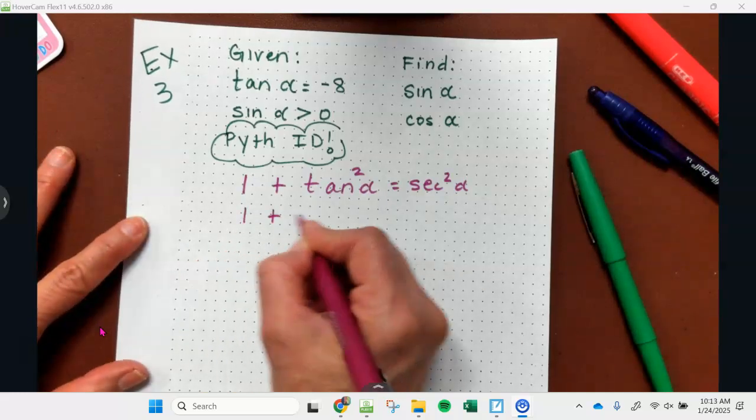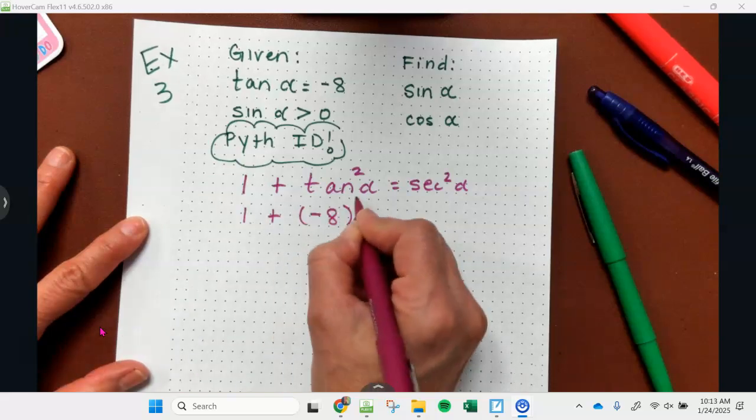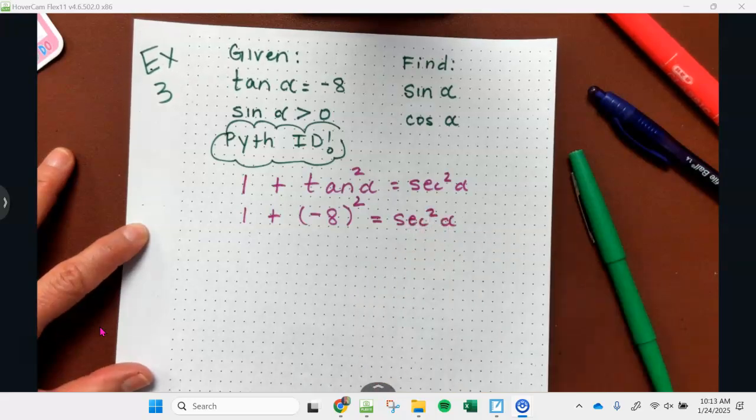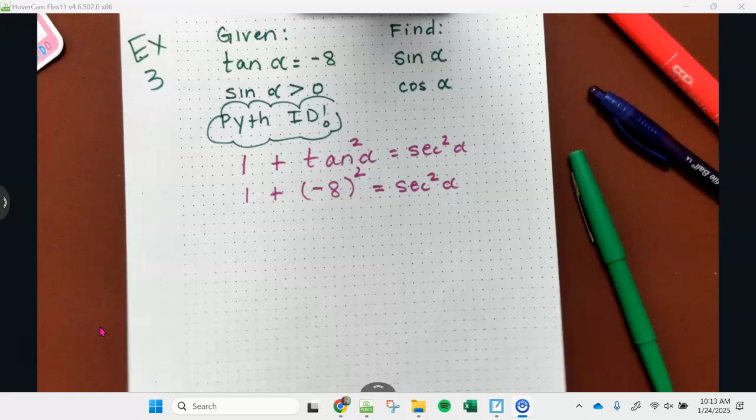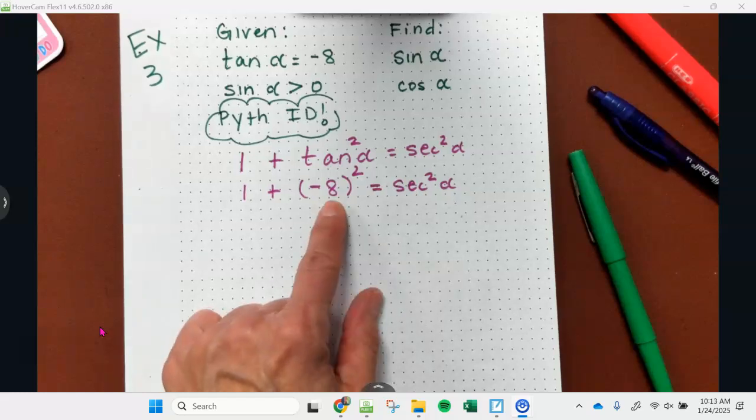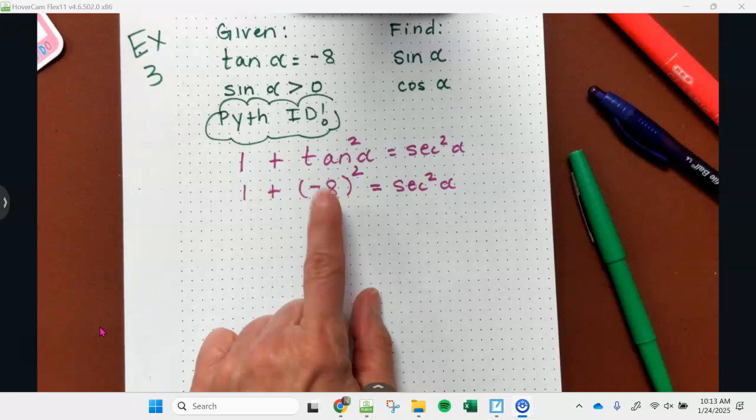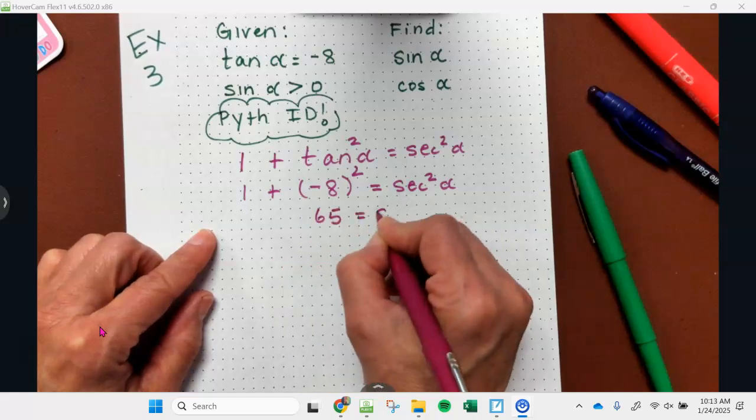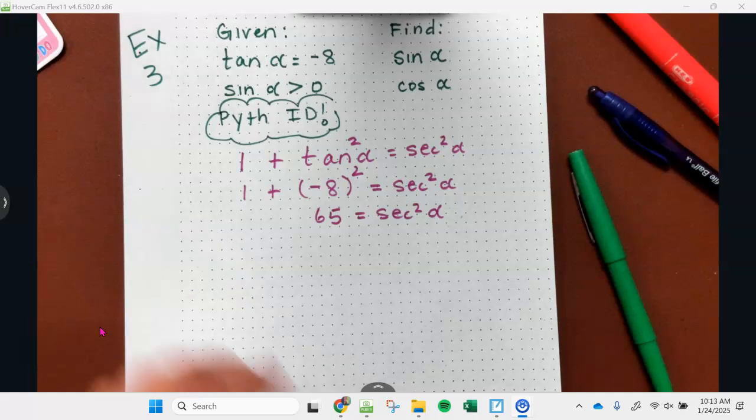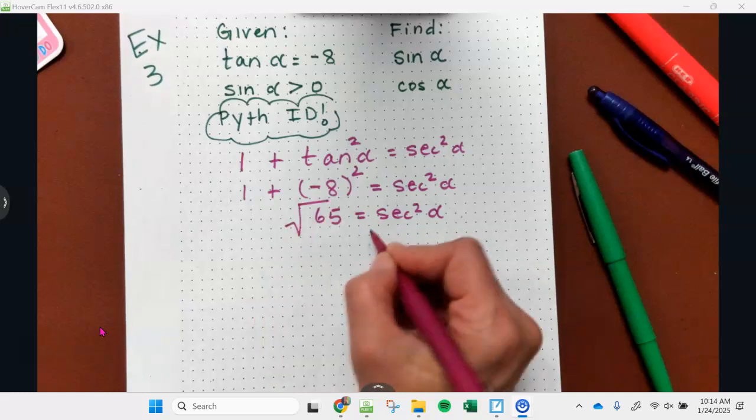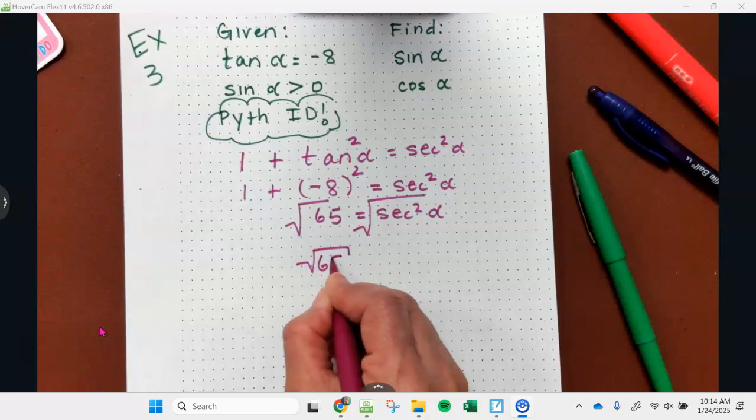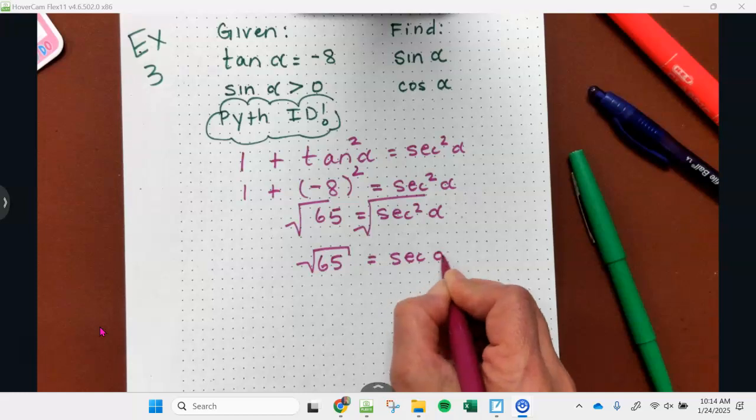So here we go. Let's go ahead and drop that value in for tangent. That was a -8. Don't forget we're going to square that. And we're just going to chip away here and solve for secant. All right, guys, -8 squared is 64. 64 plus 1 is 65. So 65 is going to equal secant squared of alpha. I am going to square root both sides. And then hold on.